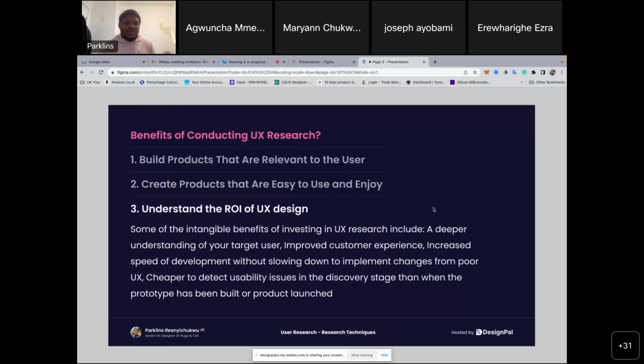Don't mind the term, it's not business, but it is literally talking about the intangible benefits of investing in UX research, which is one, helps you get a deeper understanding of your users, helps you improve customer experience, increase your speed of development without slowing down to implement changes from poor UX. So what that does is you do not have to do something 5 times to get it right. You don't have to do trial and error, trial and error, trial and error. You can cut down the amount of trial and error by conducting user research, which is a lot cheaper and increases your speed, right?